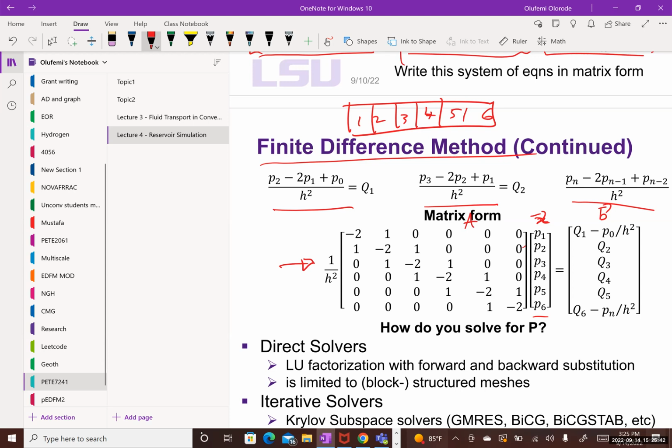So you already know the procedure for doing matrix vector operations, right? This is linear algebra. You're going to multiply the first row by the column, everything in the column, right? So it's minus 2 times P1 plus 1 times P2 plus 0 times P3 plus 0 times P4 plus 0 times P5 plus 0 times P6. That's the left-hand side of equation 1. And that's going to be equal to the right-hand side of equation 1. So that's how it works.